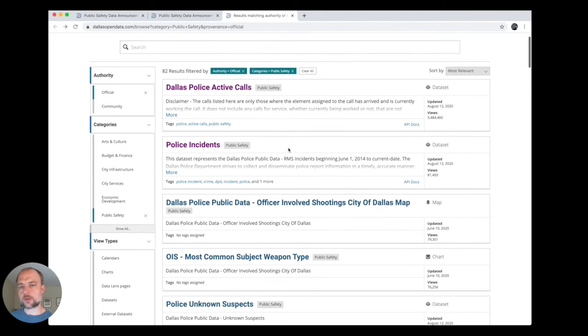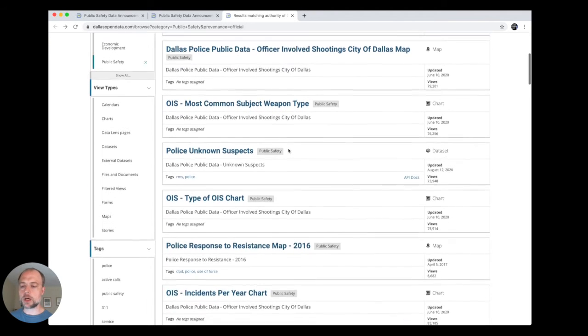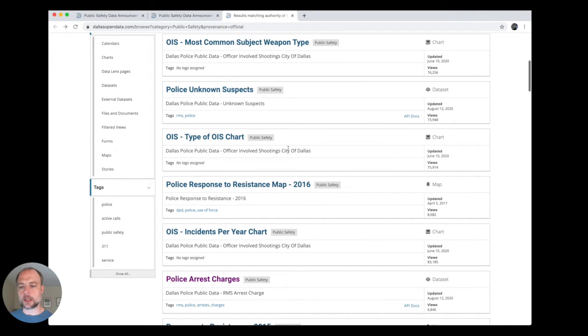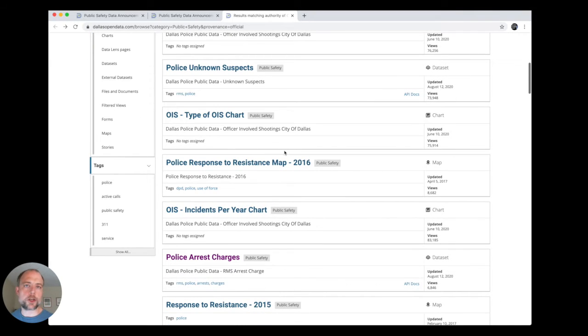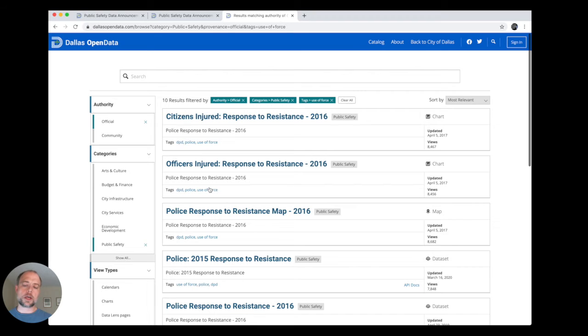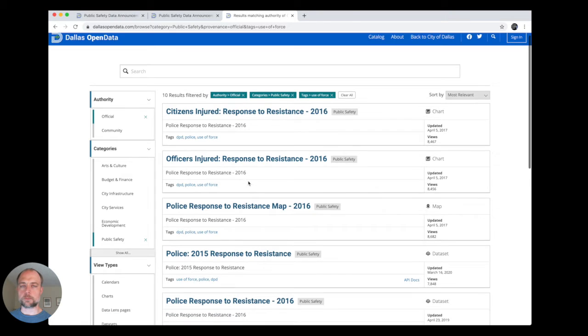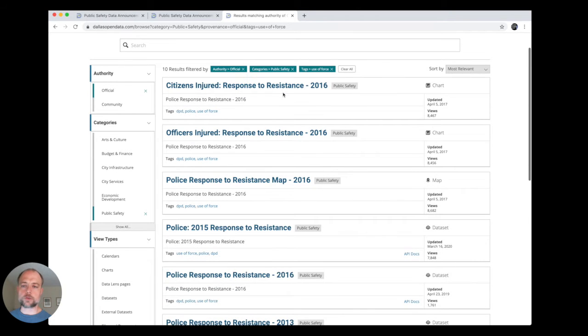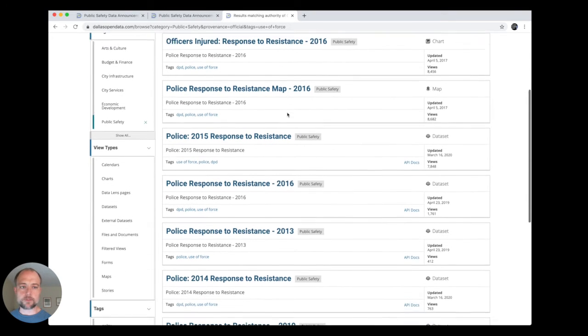The way to find that, it's in here, and it's updated by year. The quickest way to find this data is to click the tag here, use of force. So this is listed as response to resistance. I'm going to take you through looking at these. They're broken down by year. Notice here they have 2016 citizens injured, officers injured. They have maps of the data sets.